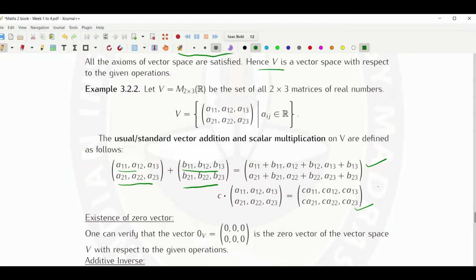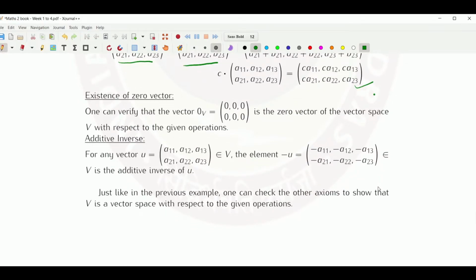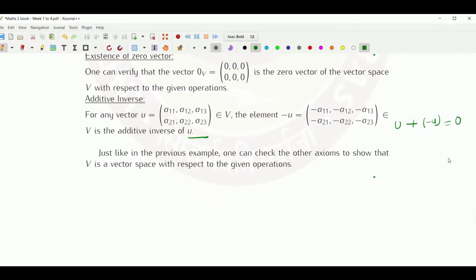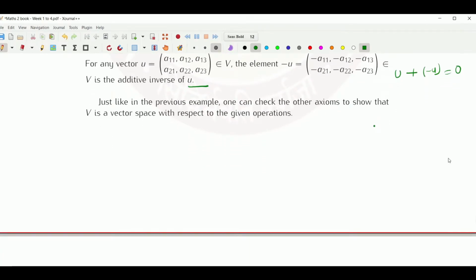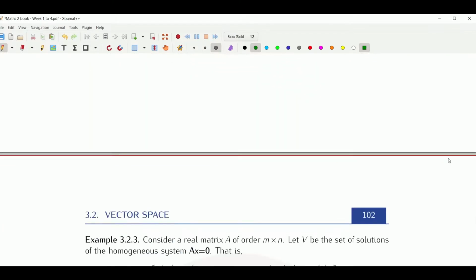This is the existence of the zero vector. One can verify that the vector 0 is the zero vector of the vector space V with respect to the given operations. For any vector u belongs to V, the element minus u belongs to V is the additive inverse of u, and if we add u with minus u, then we will get the zero vector. Just like in the previous example, we can check the other axioms to show that V is a vector space with respect to the given operations.